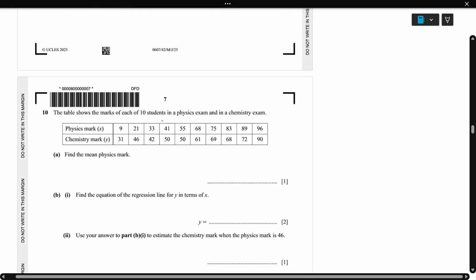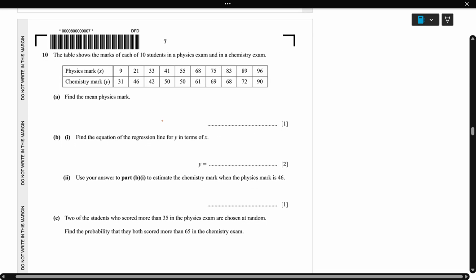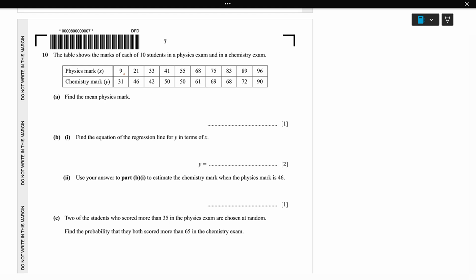Okay, so next question number 10. The table shows the marks of 10 students in physics and chemistry. Find the mean physics mark. So you add up all the physics marks, you will get 570, then divide by 10 students, which is going to be 57. So 57 is the answer. Next question, find the equation of the regression line y equal to in terms of x. You can use the calculator. You will get y equal to 0.548x plus 26.6.